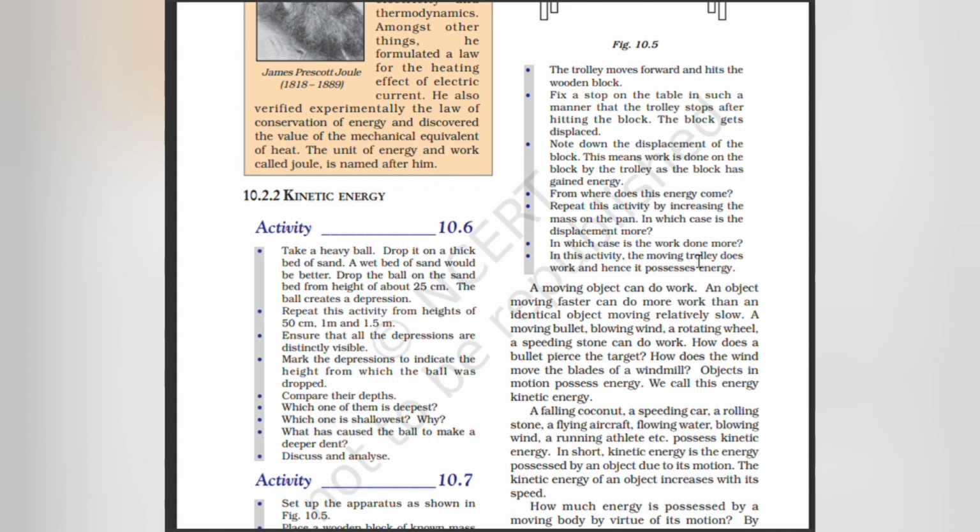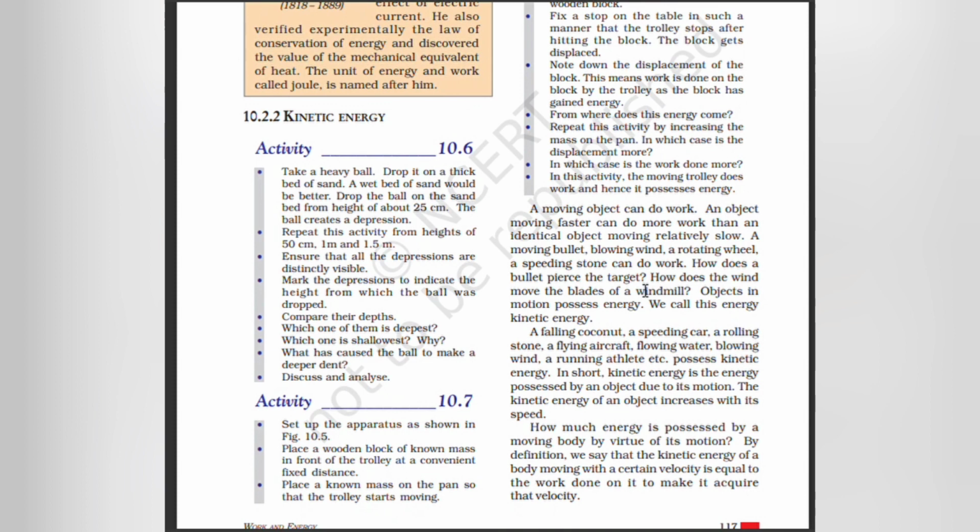In this activity, the moving trolley does work and hence it possesses energy. A moving object can do work. An object moving faster can do more work than an identical object moving relatively slowly. A moving bullet, blowing wind, a rotating wheel, a speeding stone can do work. How does a bullet pierce a target? How does the wind move the blades of the windmill? An object in motion possesses energy. We call this energy kinetic energy.